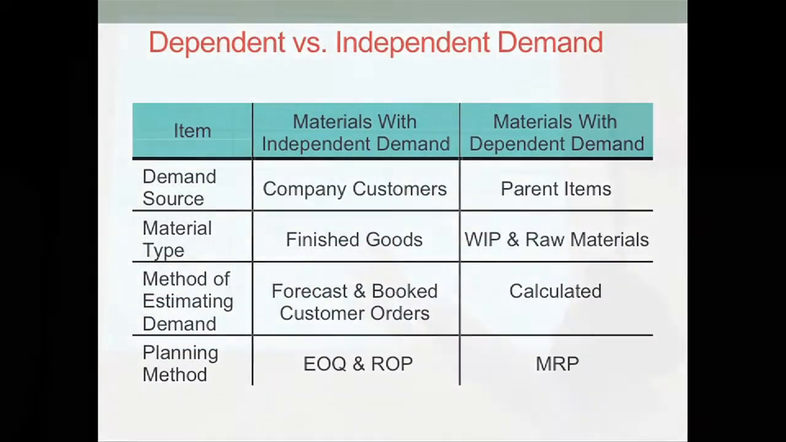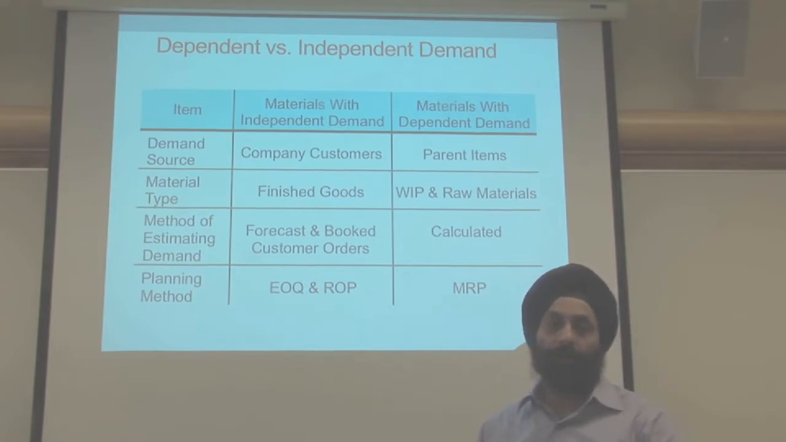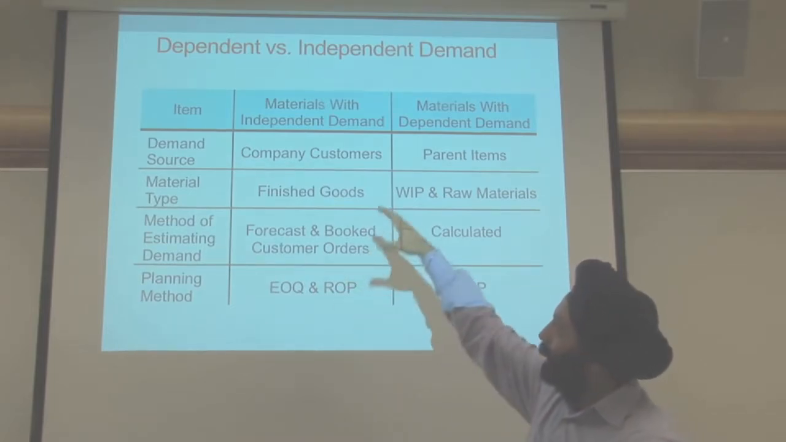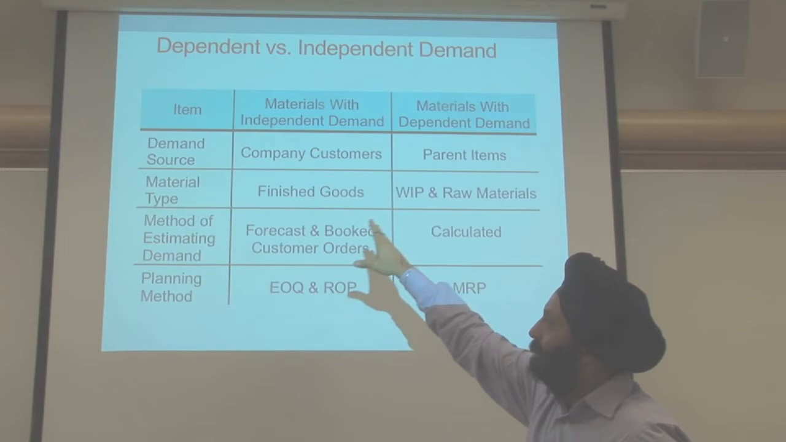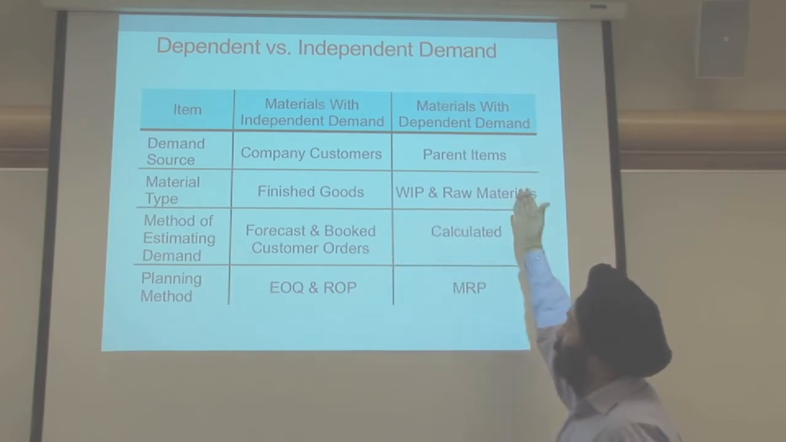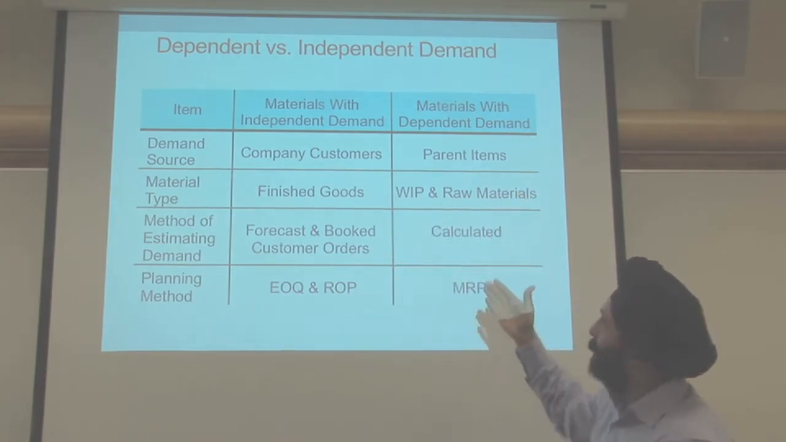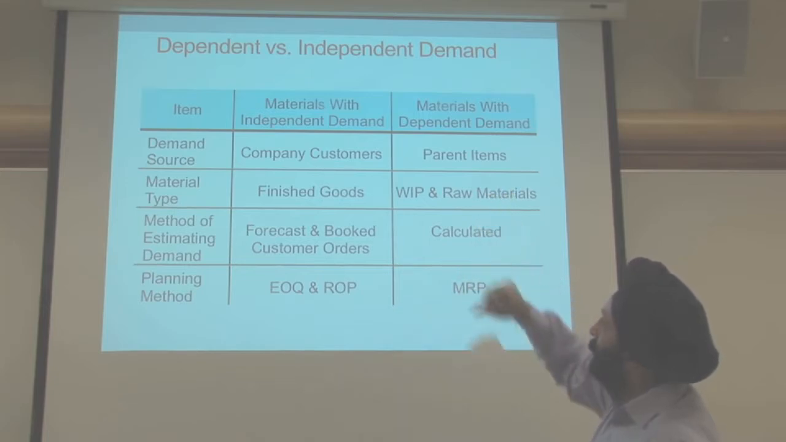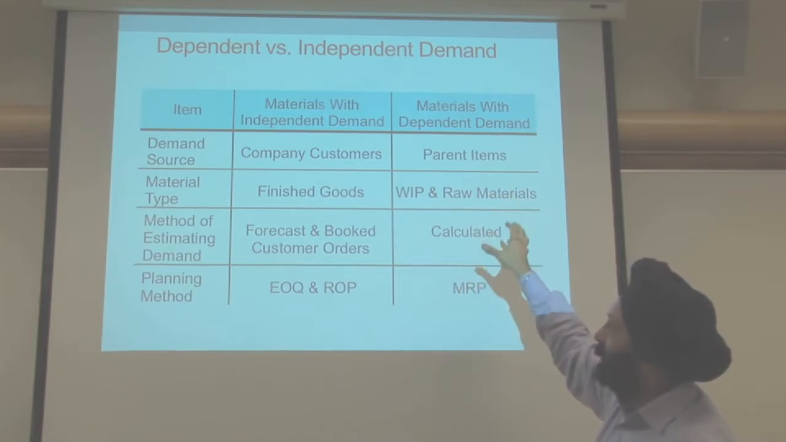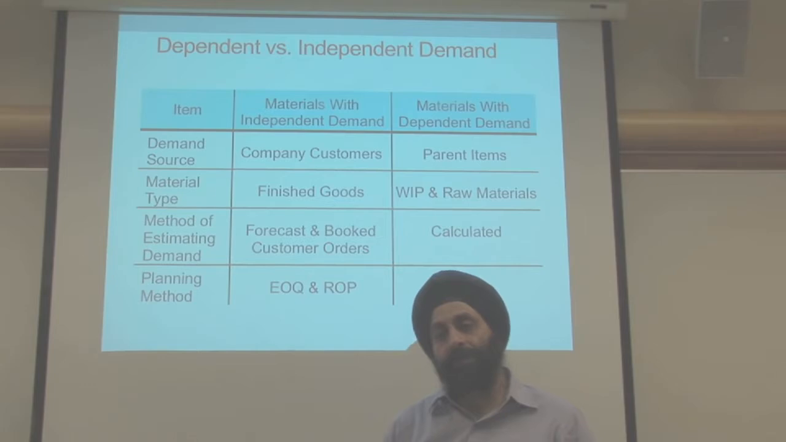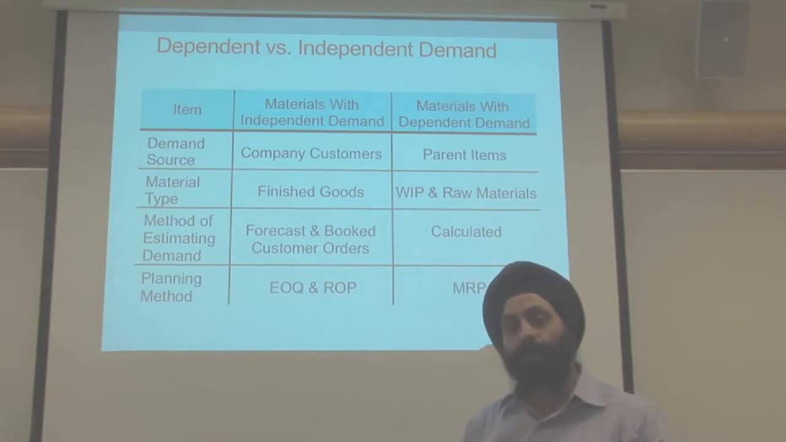materials with independent demand, which we discussed in the chapter on inventory management. This is where demand is coming from company customers, whereas what we are covering in this chapter, MRP, the dependent demand items are decided by the parent item. Like the table, the demand for tables will decide how many table tops and as well as how many table legs will be needed.